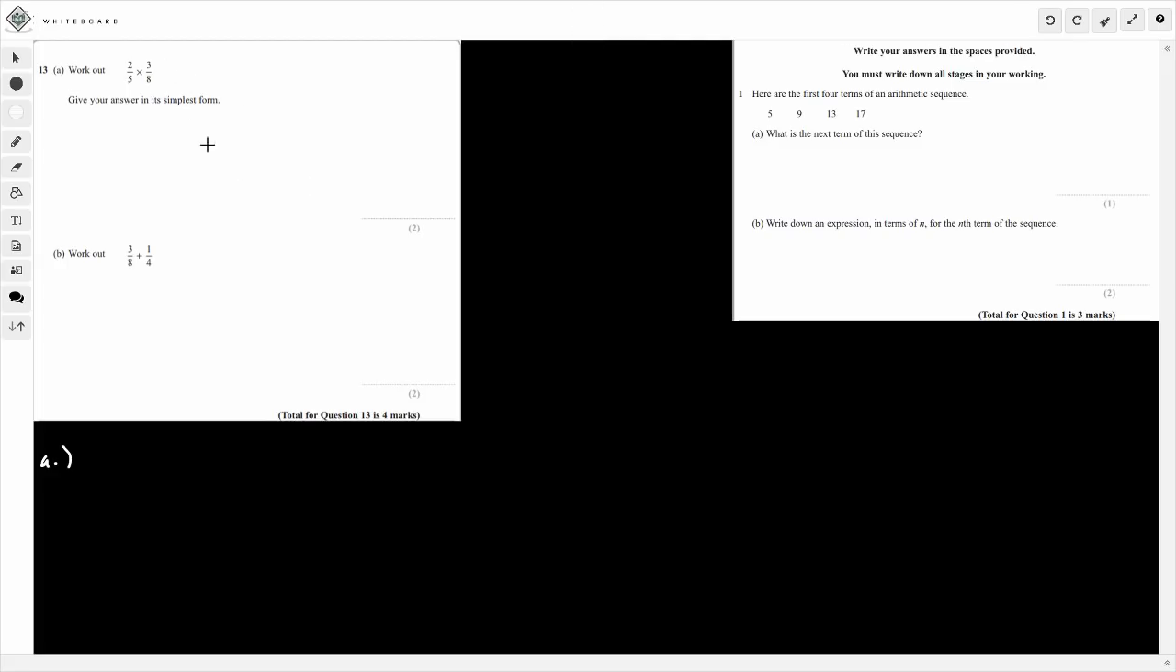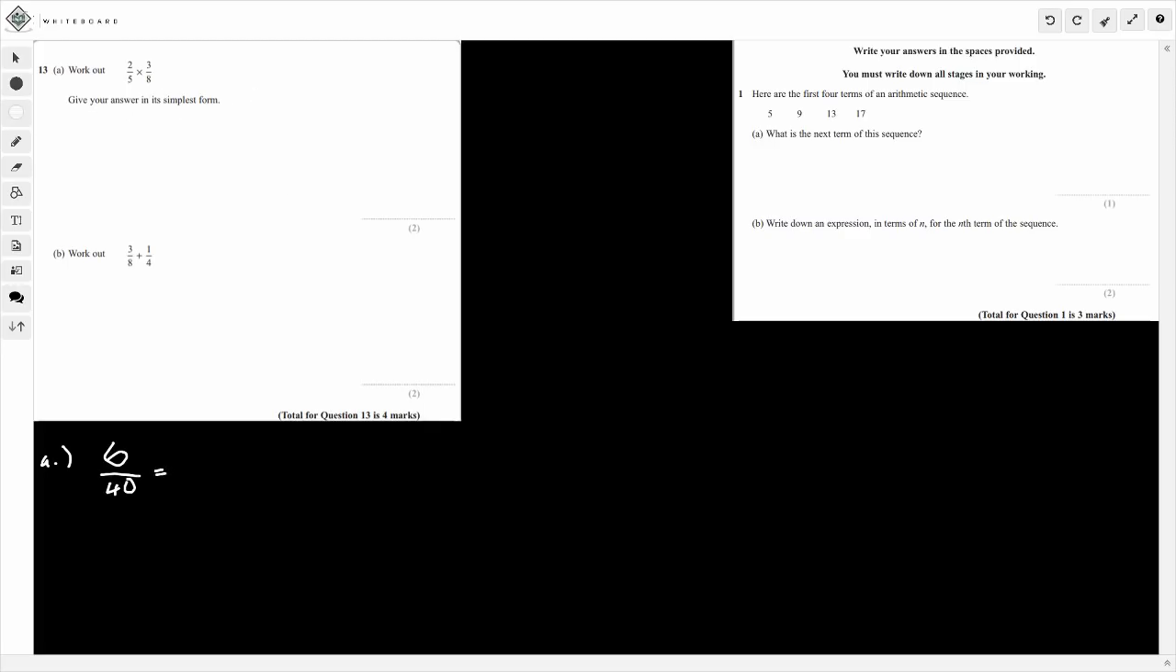So multiplication of fractions, remember, we do the top number times the top number, or the numerator times the numerator. So 2 times 3 gives me 6. That's my numerator. 5 times 8 gives me 40. Can I simplify this? Because this gives you a hint as well. Give your answer in its simplest form.